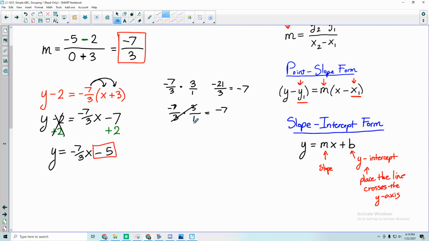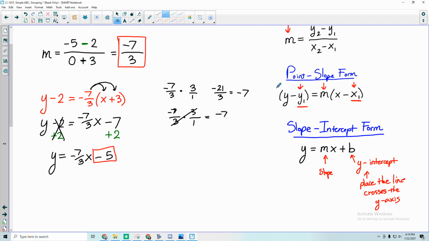So that covers it. In this video, we were just talking about how we take a line in point-slope form and change it to something in slope-intercept form.